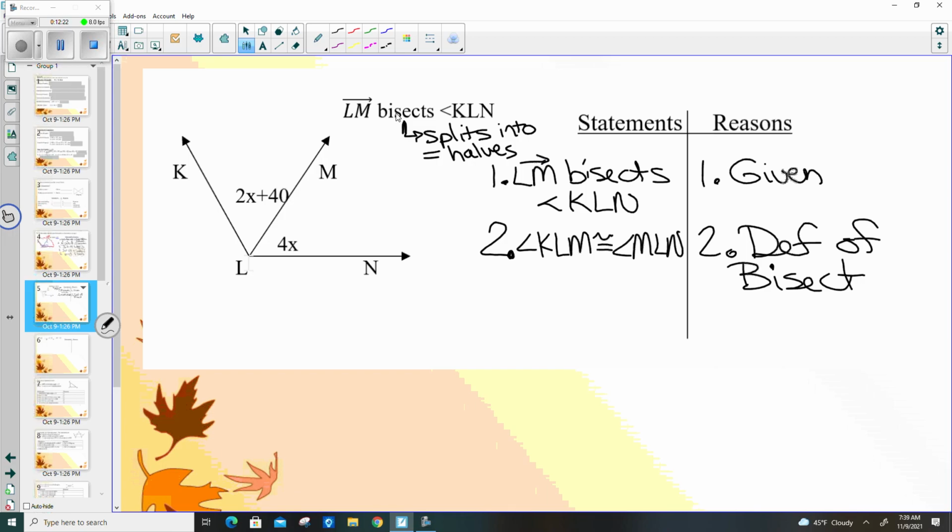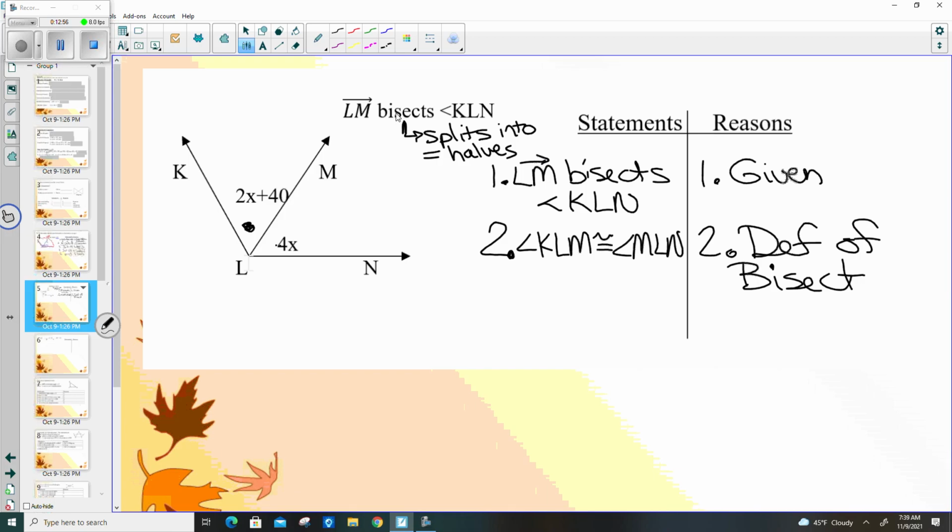Say that one more time for me. Would it transfer to KLM? In a way, yes. I think you're telling me my next step without telling me my next step. So KLM and MLN are congruent. So what she's saying is if they're equal halves, wouldn't this 4x be up here too? Is that what you're saying? Absolutely.